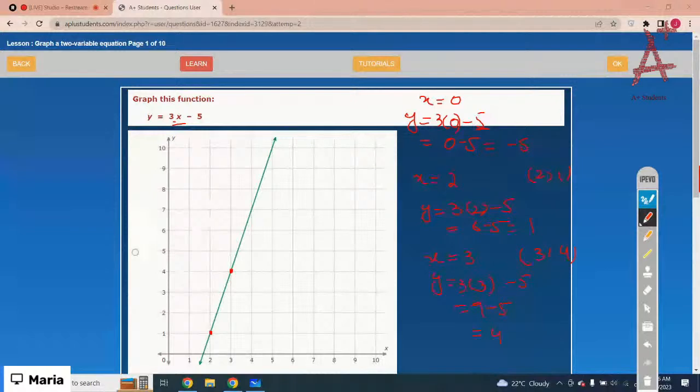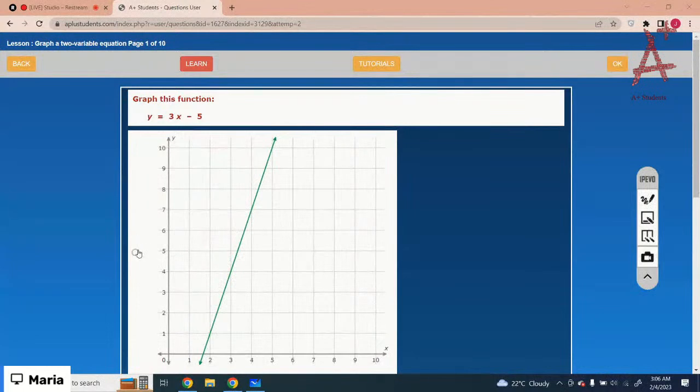So the correct option is y equals 3x minus 5, and the first option is the correct one because these 2 points are on the graph, (2, 1) and (3, 4). So the solution is the first one. Got it? Okay, just select the correct option and click on the OK button.